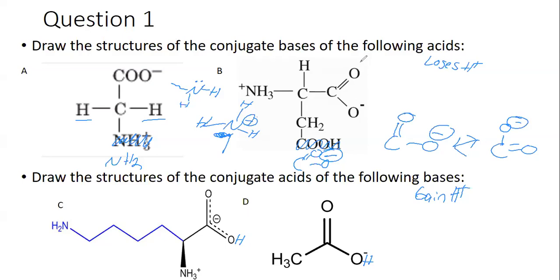Okay, I have some questions. On C, doesn't matter which oxygen the hydrogen goes? Nope. On C, you can put it on either oxygen because those oxygens are equivalent resonance structures. I just put it on the oxygen that was closest to my pen. It doesn't matter.